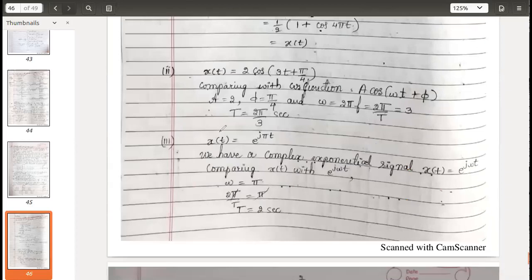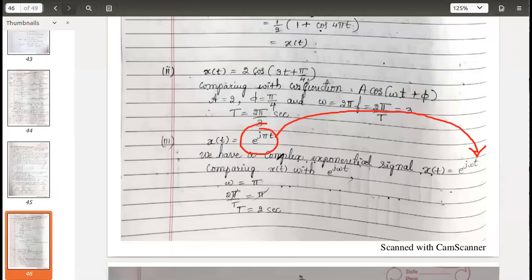Take the third problem. x of t equals e to the power of j pi t. It looks like Euler's form, e to the power of j theta. You can represent it either in terms of cos and sine, or as e to the power of j omega t. Just like cos omega t and sin omega t, you have the exponential as the standard general equation, e to the power of j omega t. Our equation e raised to j pi t looks like that.